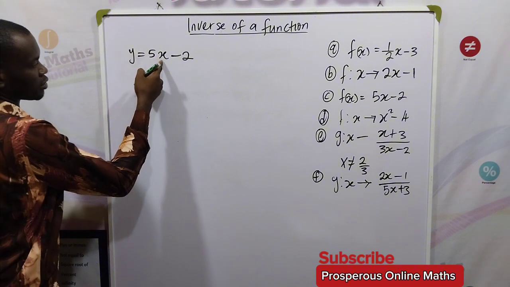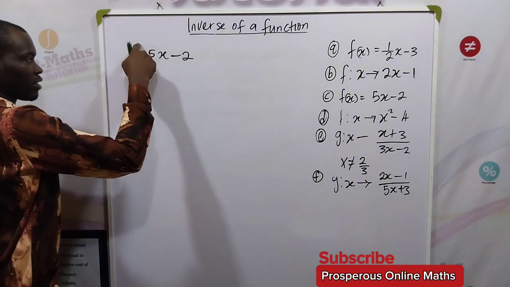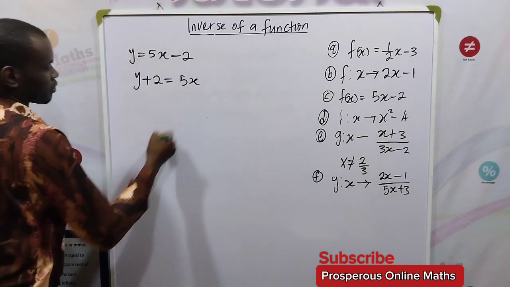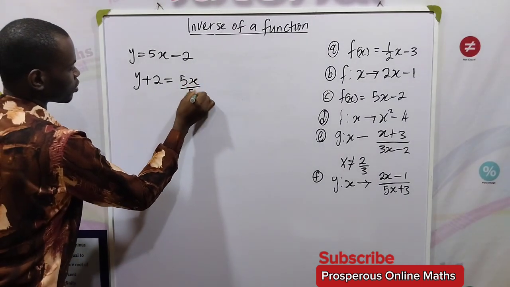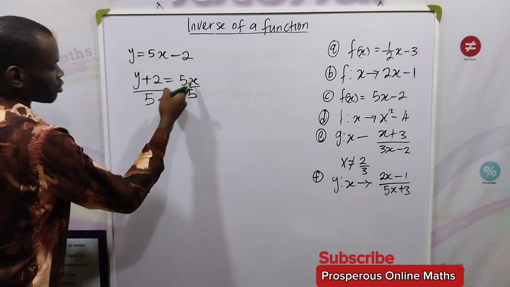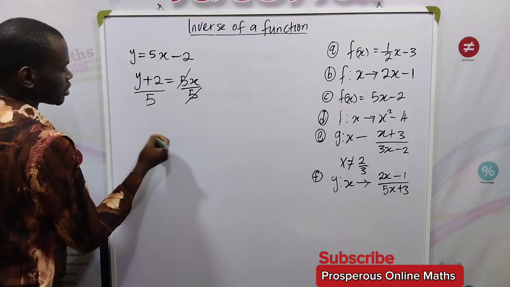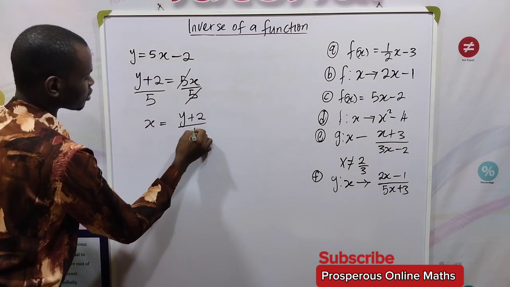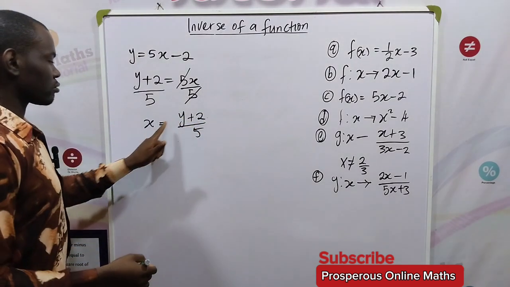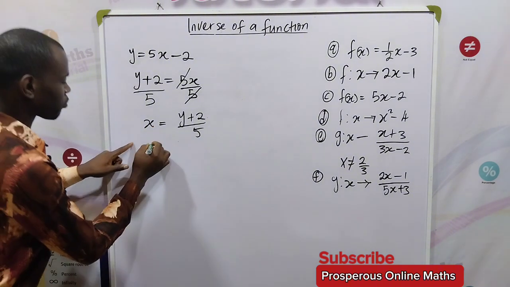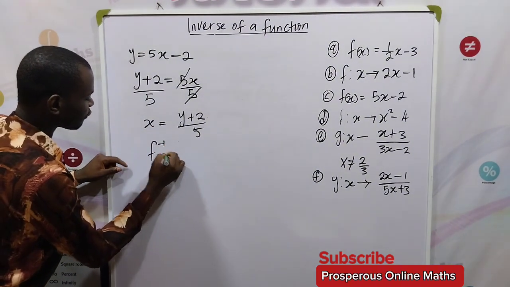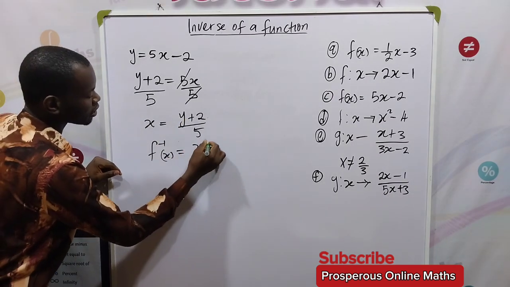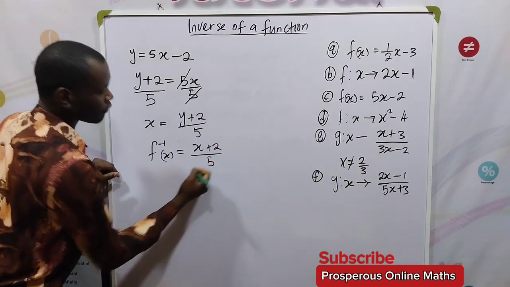So we make x the subject. So take negative 2 to the left hand side. We have y plus 2 equals 5x. Divide both sides by what? 5, so that we eliminate the coefficient of x. So we have x equal to y plus 2 all over 5. Having made x the subject of the formula, you now introduce the f inverse of x and replace y with x. So you have x plus 2 all over 5.